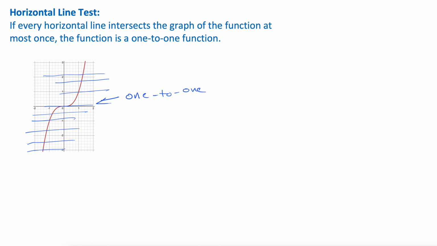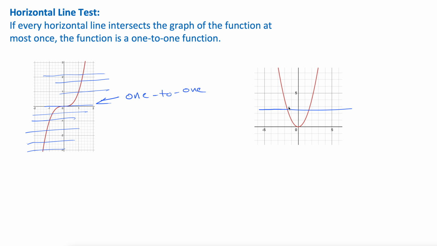Okay. On the other hand, here we have the x squared function, a very standard parabola. But note that it is not one-to-one. Just take any old line here, any horizontal line, boom, hits it twice. If it crosses it twice or more than twice, this is not one-to-one. Not one-to-one.